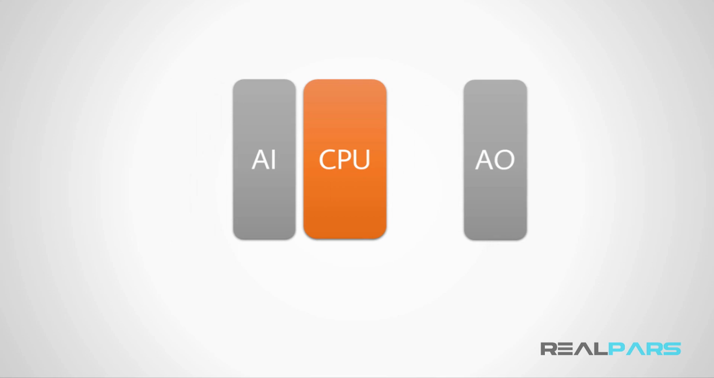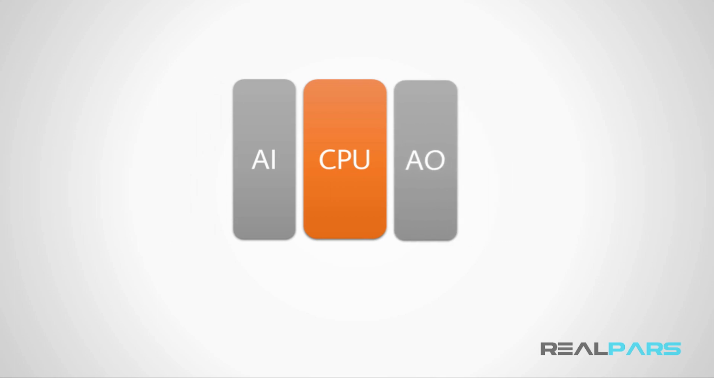Analog signal modules are also divided into two categories: analog input signal modules and analog output signal modules. In order to better understand how these modules work, we're going to continue our discussion with a practical example.